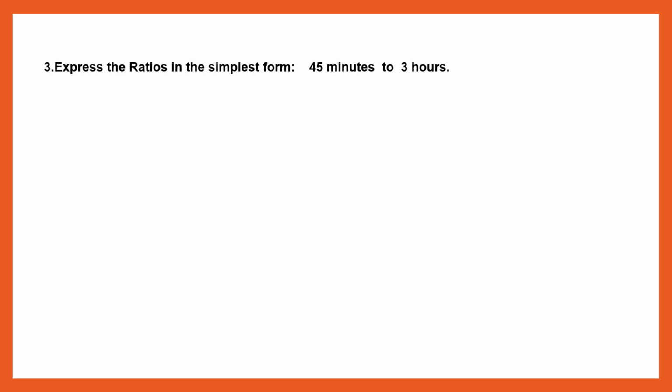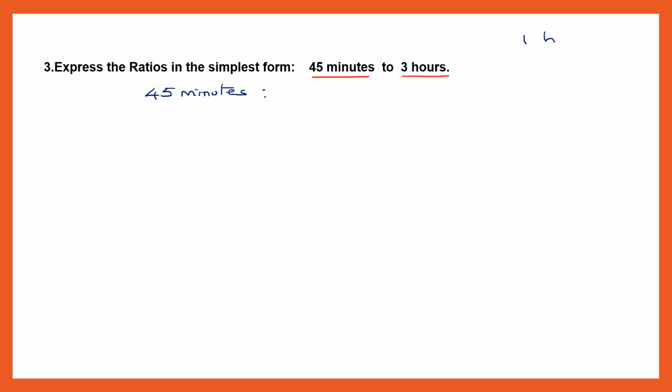Next one, express the ratios in the simplest form. We have 45 minutes is to 3 hours. As you can see, the units are different, minutes and hours, isn't it? So let's convert it to the smaller unit. Let's convert 3 hours to minutes. So 45 minutes, we have it as it is, and 3 hours will convert it to minutes.